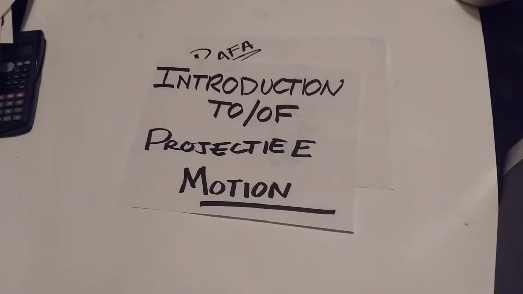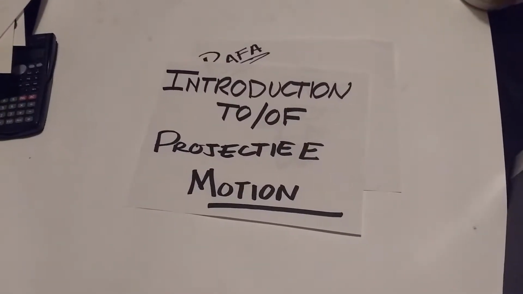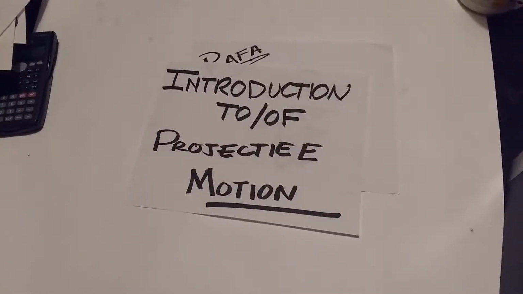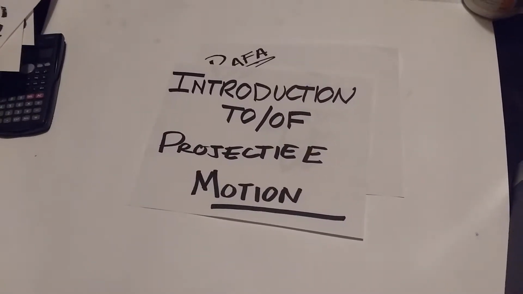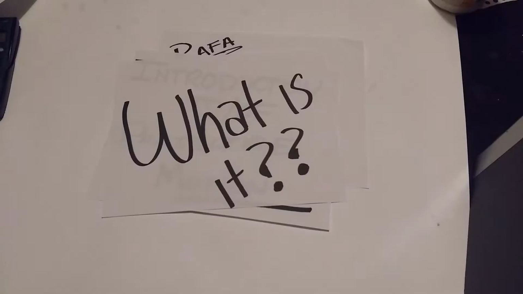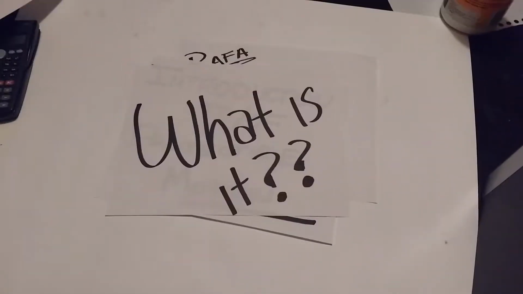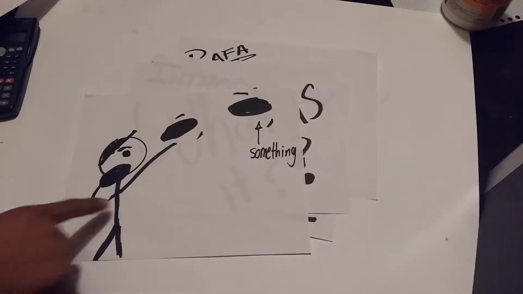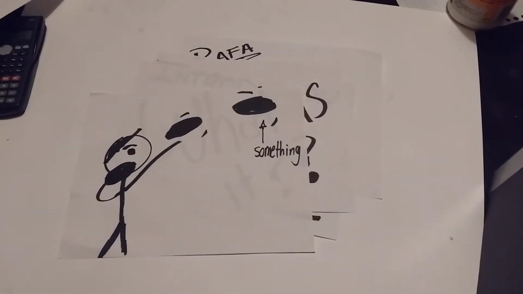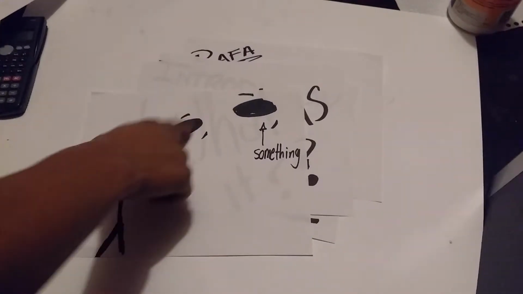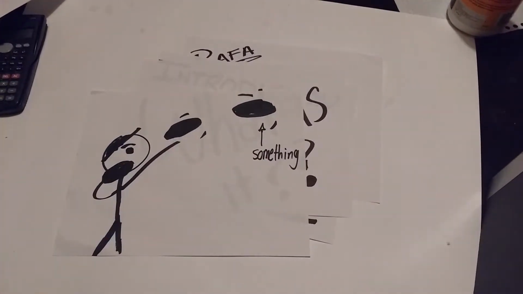First, this is an introduction to projectile motion. Maybe it's not a very good explanation of the topic, but I'm going to do my best. First, what is it? Imagine that, for example, this is a kid. I know it's a very bad drawing, but imagine that it's a good image. So this is a ball or something.